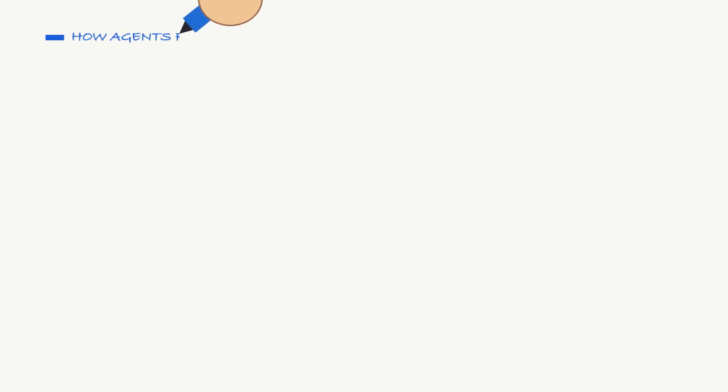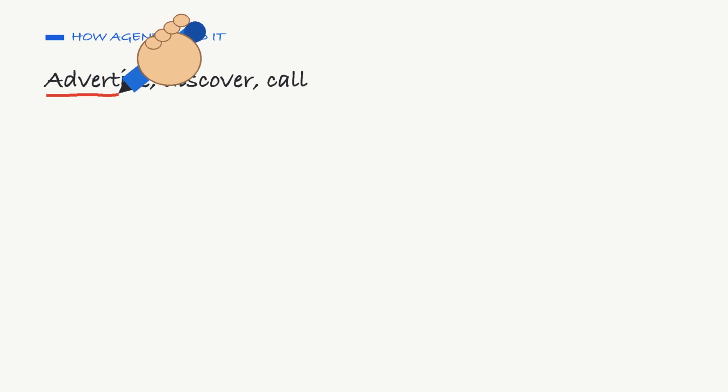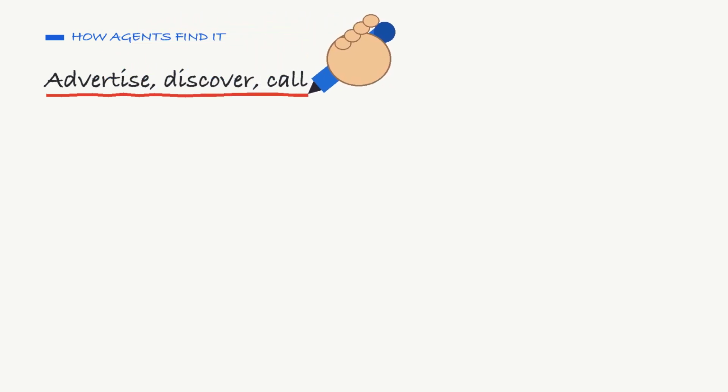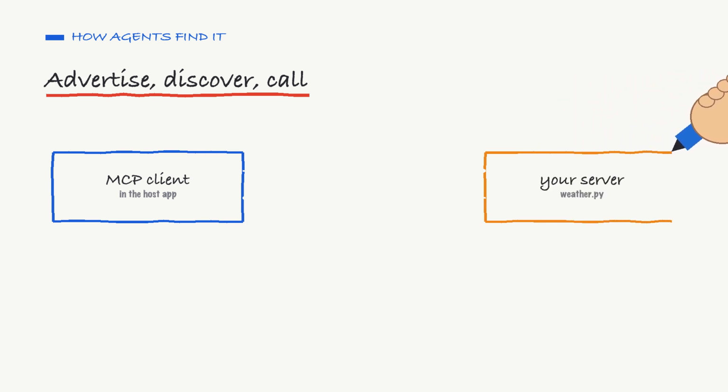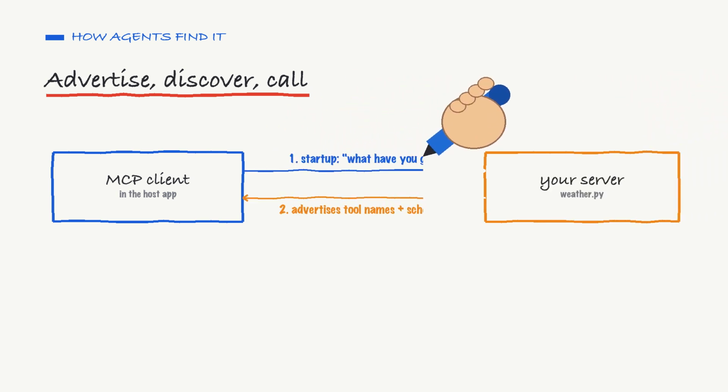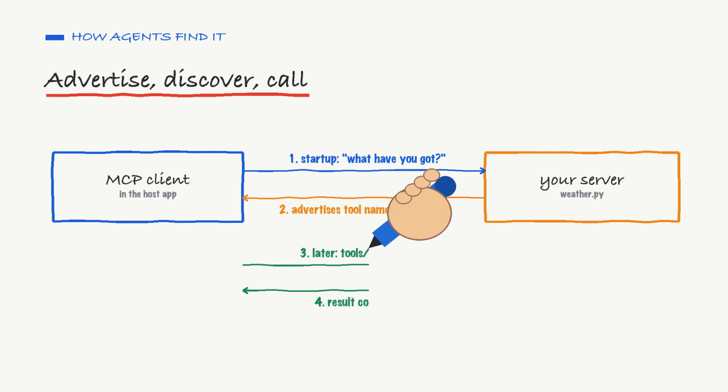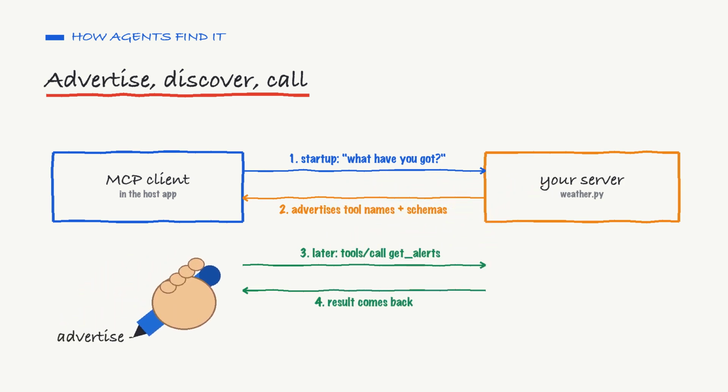Now, how does an agent actually find your tools? At startup, the client connects and asks the server what it offers. Your server advertises its tool names and schemas. That's the discovery step. The client hands that list to the model. Later, when the model wants weather alerts, the client sends a tool call. Your Python function runs, and the result flows back. Advertise, discover, call.